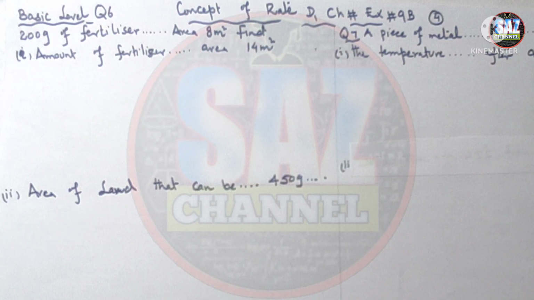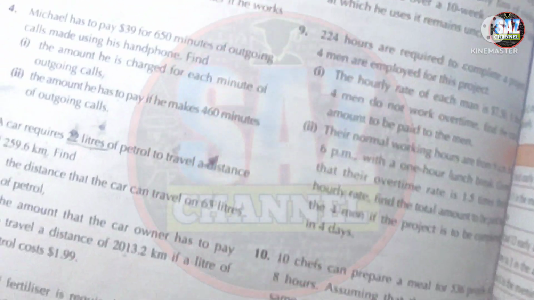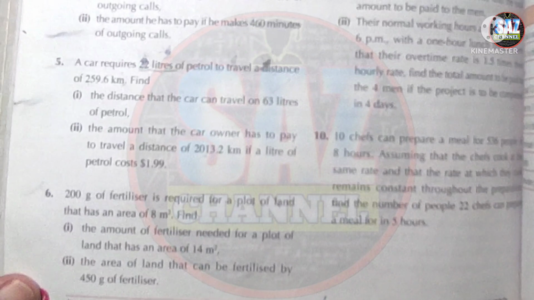This is my fourth lesson of D1 chapter number 9, exercise 9b, about the basic concept of rate. In this class, students will be learning and discussing basic level question number 6, and let me read the question from the book as the questions are long.